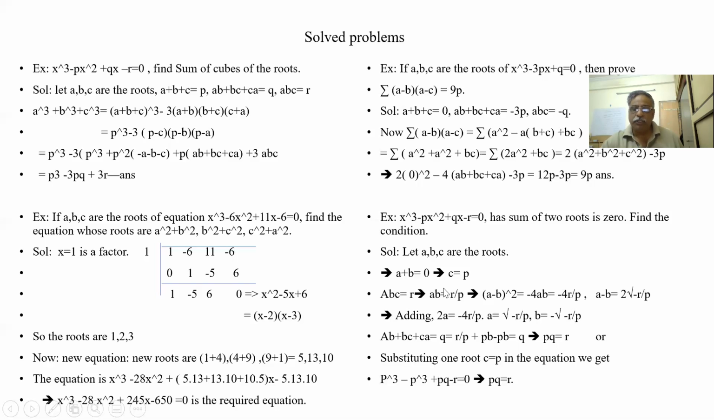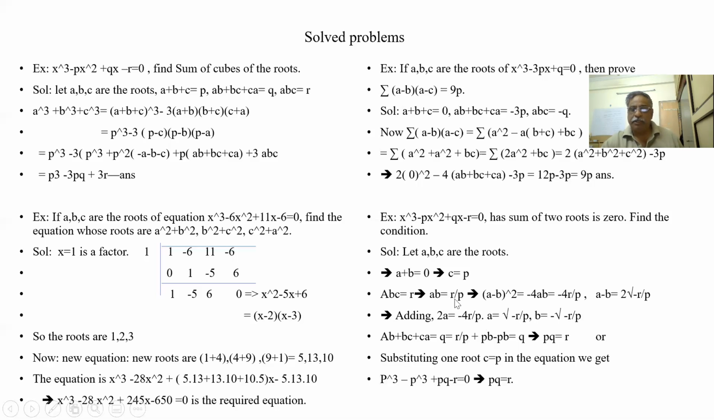Or we can use another method, a lengthy method. I'll find the product of the roots, which is r. So AB is equal to r by p. From a plus b and AB, I am finding a minus b. So a minus b is this. I found a and b separately.